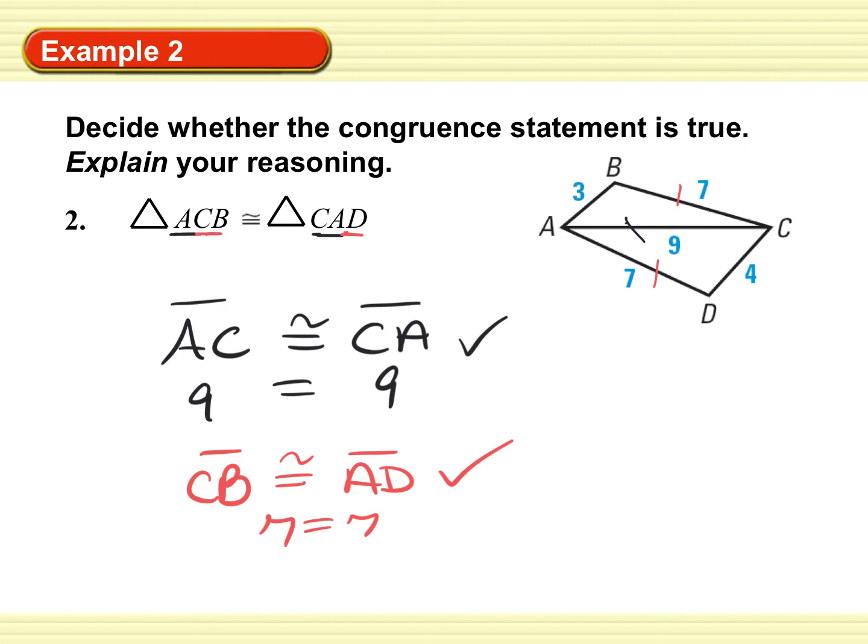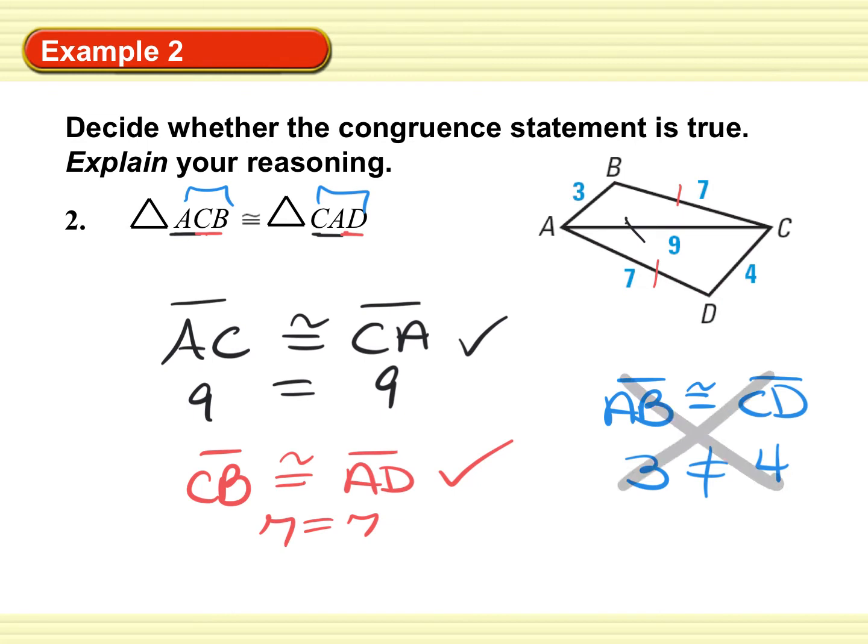And now I have one more match to make, and that would be the first letter with the last letter. So AB and CD. And notice AB, though, has 3, and CD has 4. 3 is not equal to 4, so this is not a true congruence. So I could not match all three sides with three sides of the other triangle. So this statement is false.